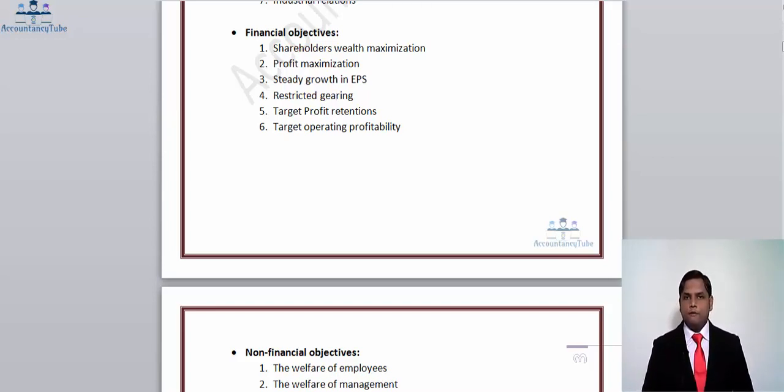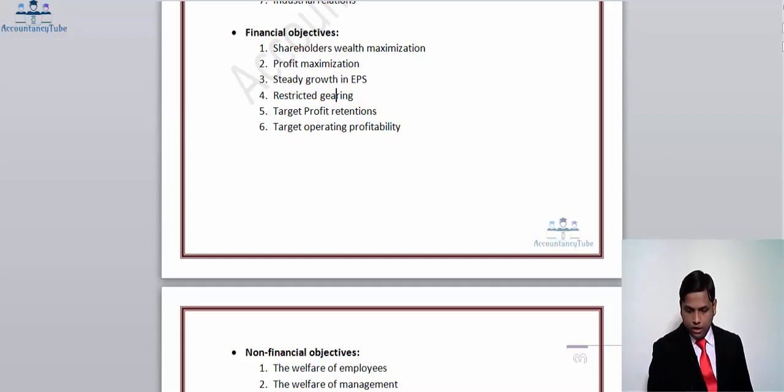Then we got target operating profitability. Net profit can only be achieved if we keep our finance costs, admin costs, and salary costs low. Finance costs is in the control of financial managers. We can achieve that by lowering gearing.